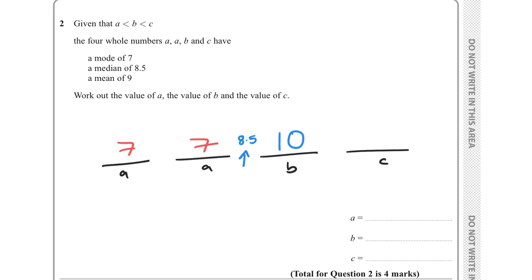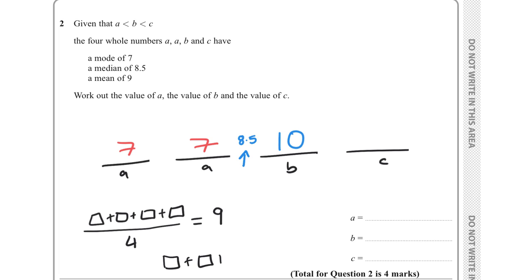Then it says a mean of 9. What do I know about having a mean of 9? I know that if I add up the 4 numbers and divide it by 4, this gives me 9. I've actually drawn a picture to represent this. So what does this actually mean? How can I now manipulate this? This now means that the 4 numbers added together must equal 4 times 9, which is in fact 36.